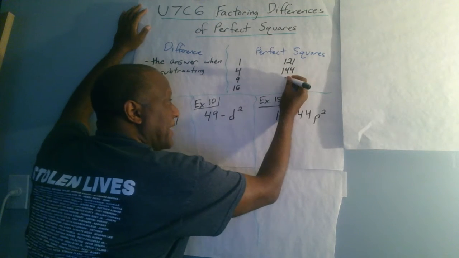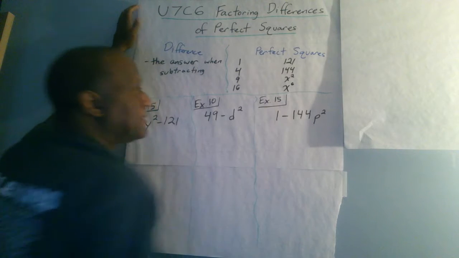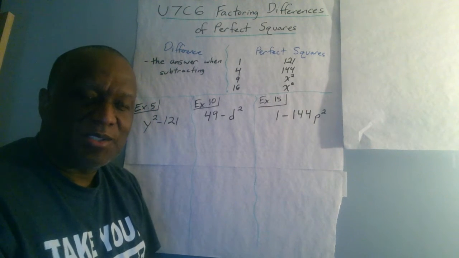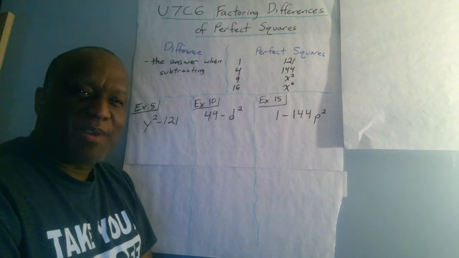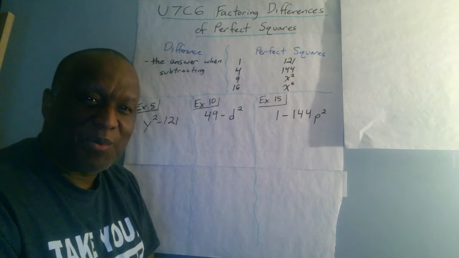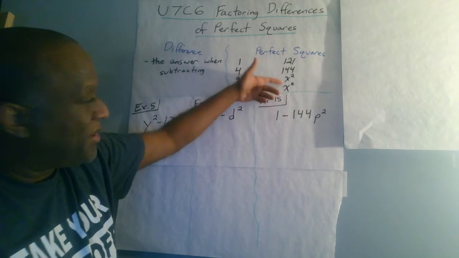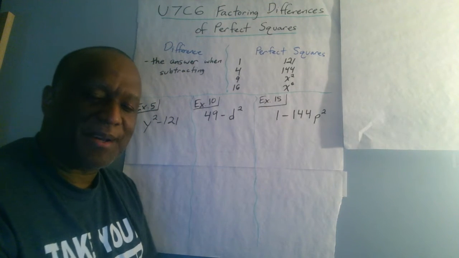Even with variables, x squared, x to the 6. All of those guys are perfect squares. So why don't you pause the video real quick and write down what you think we mean when we talk about a perfect square. What do these numbers or terms have in common that makes them a perfect square?